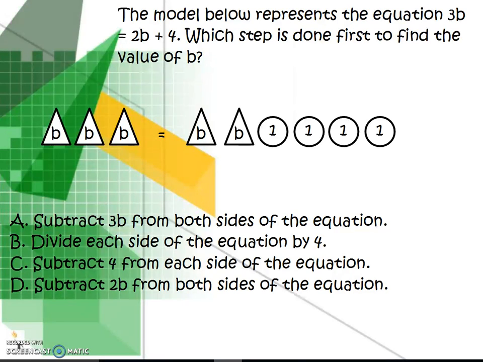The model below represents the equation 3b equals 2b plus 4. Which step is done first? We have to get all the b's to one side, so we are going to subtract 2b from both sides.